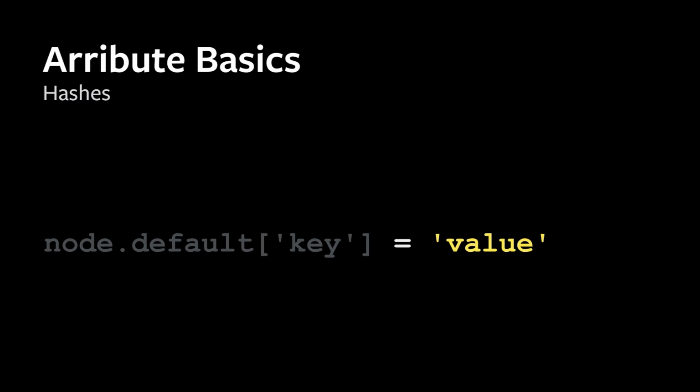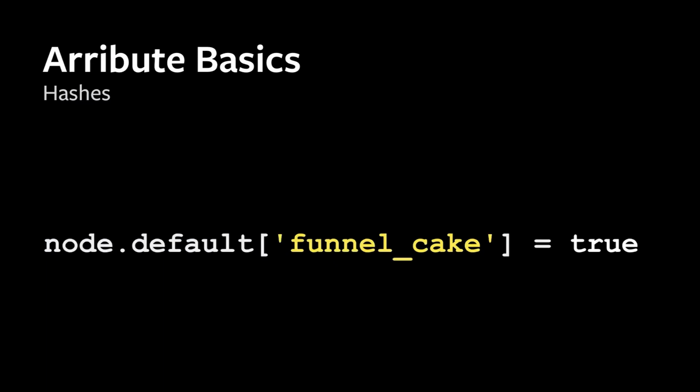So let's give some good practical examples here. So my node would love to have some funnel cake. So we'll set funnel cake to true, and it's a Boolean, so it's just true. And that's how it looks in Ruby. For my node, the bacon preference is Kunzler bacon, which is of course amazing.